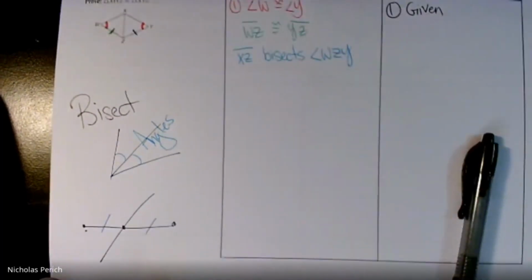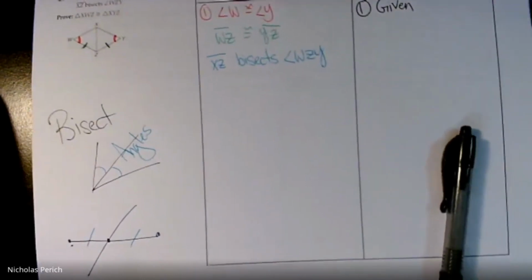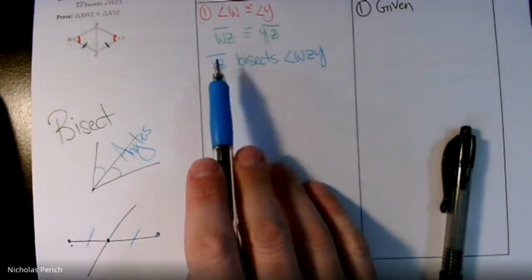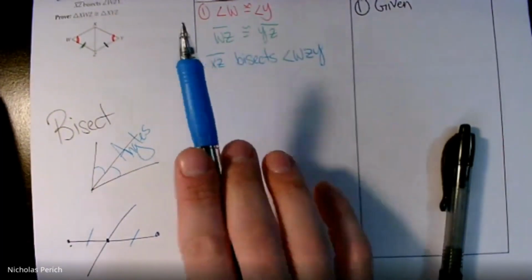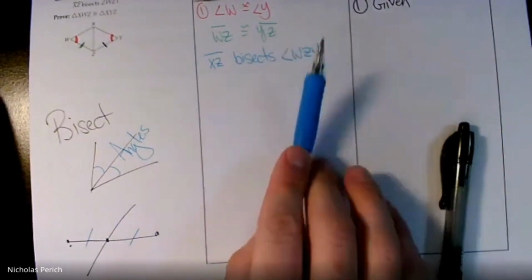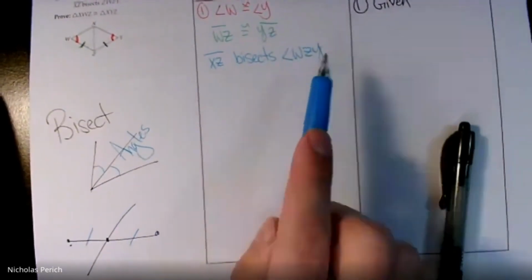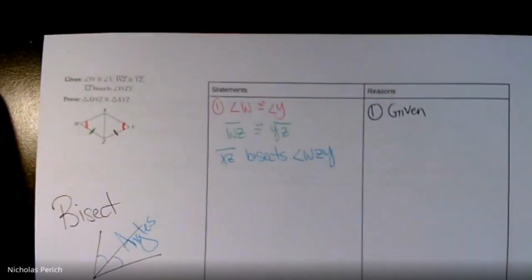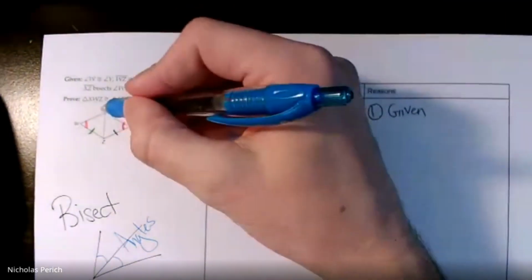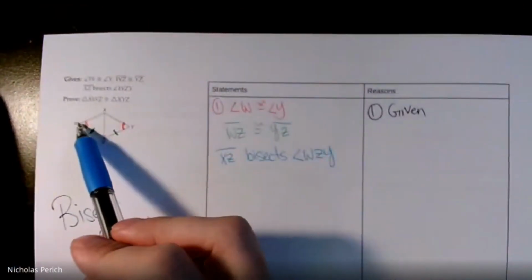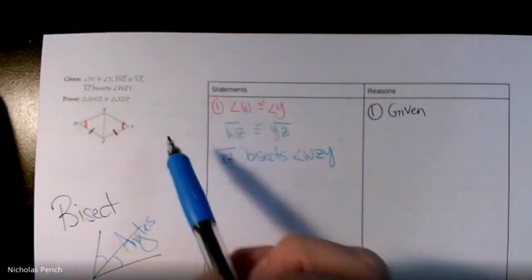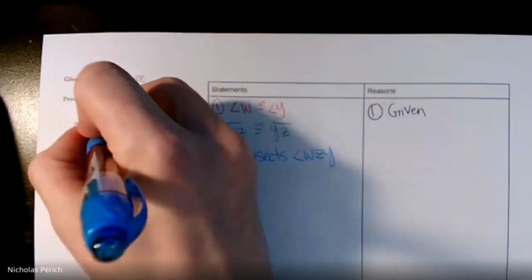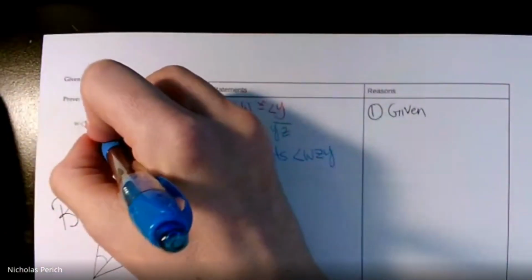You can't see that. So the wording is extremely important because here it says XZ bisects an angle. And since the given is telling me that my line bisects an angle, I now care about two angles being congruent to each other. So XZ bisects WZY. So it bisects this angle down here, WZY. So since it bisects the angle, this angle is going to be congruent to this angle.